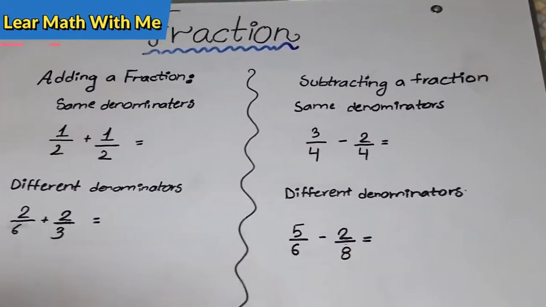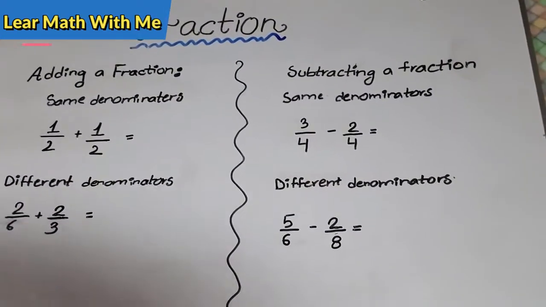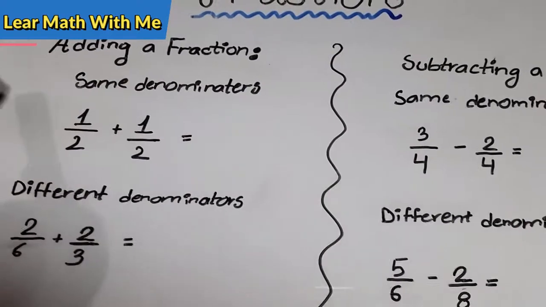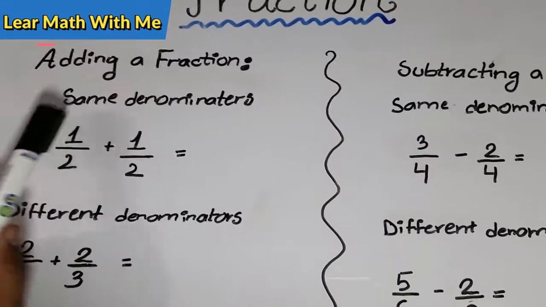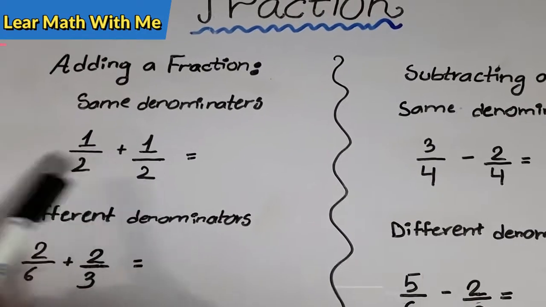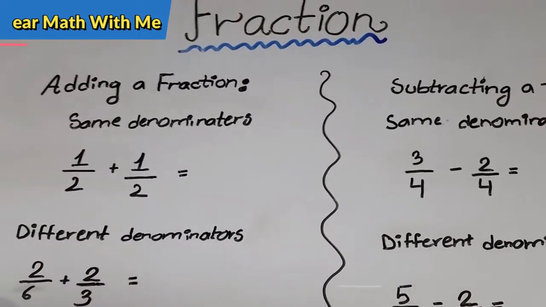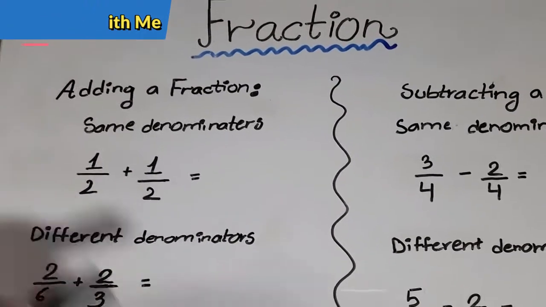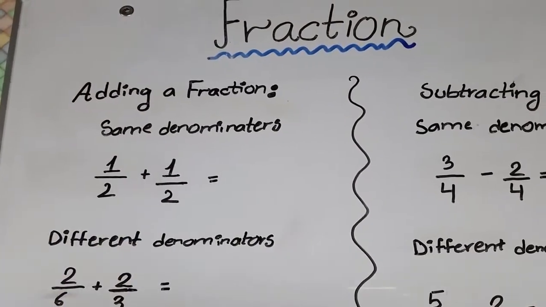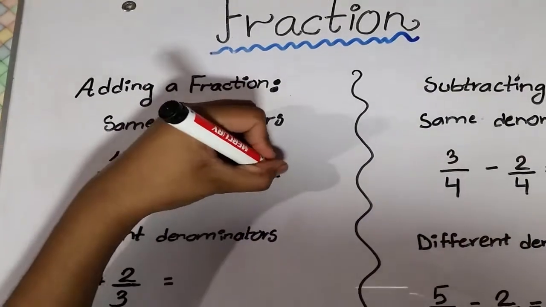Today our topic is fractions, and we are going to learn how to add a fraction and how to subtract a fraction. So let's start with adding a fraction. The first thing is that when we have the same denominators, that means the denominators are the same, we don't need to change the denominators. We just need to add the two numerators, the both numerators. So it will be very easy.